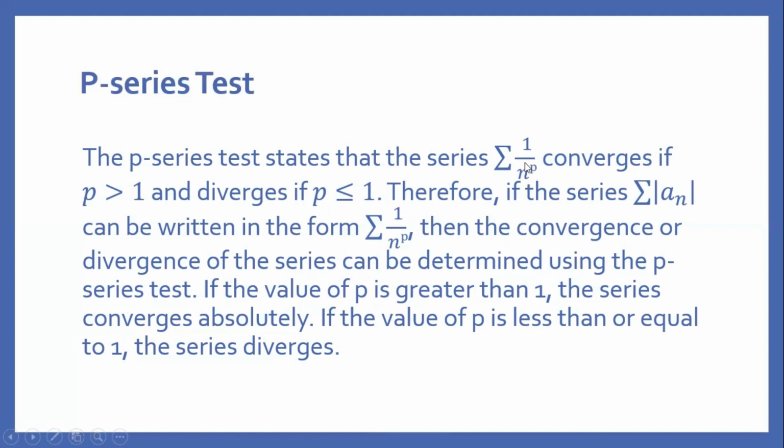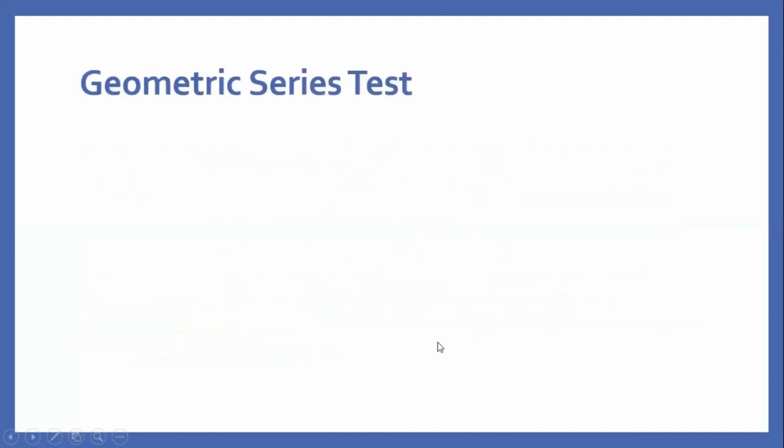Kapag na greater than 1 yan, or mas mataas siya sa 1, convergence siya. Pero kapag less than or equal sa 1, yung value ng P natin, that is a divergence. Ayun. Next is the geometric series tests.